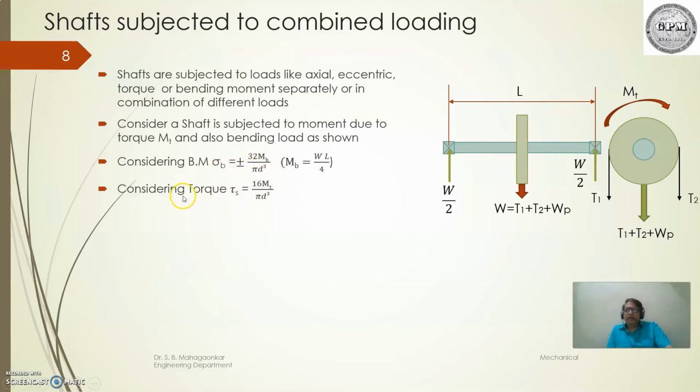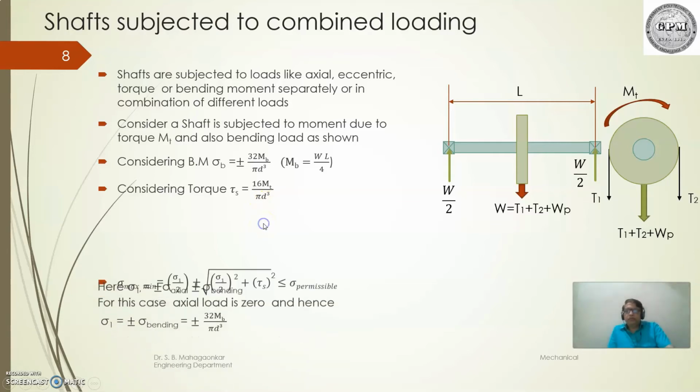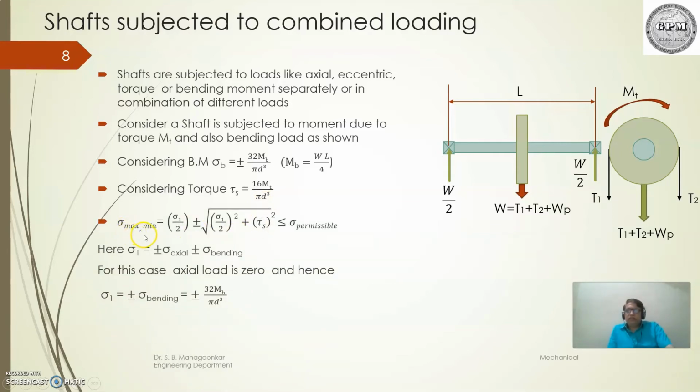I can get sigma b. And considering torque, you can also get tau s upon c is equal to Mt upon J, where J is the polar moment of inertia. Using that fundamental equation, I can get tau s is equal to 16 Mt upon pi d cube. So sigma maximum or minimum is equal to sigma 1 upon 2 plus or minus under root of (sigma 1 upon 2) square plus tau s square. Here, this is for sigma 2 equal to 0.